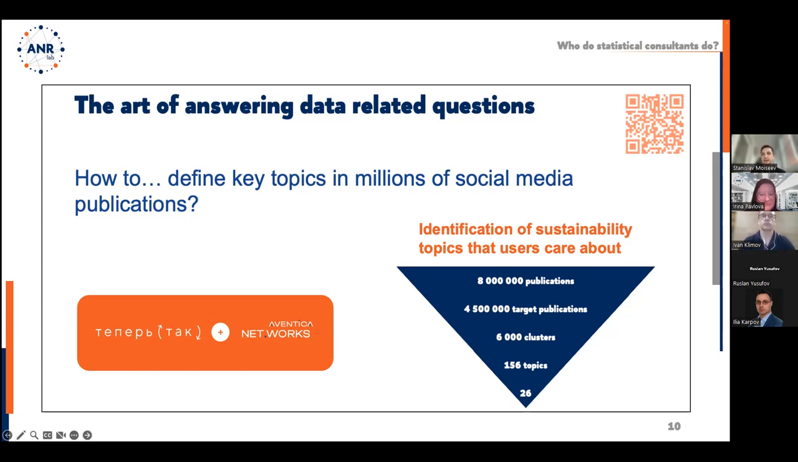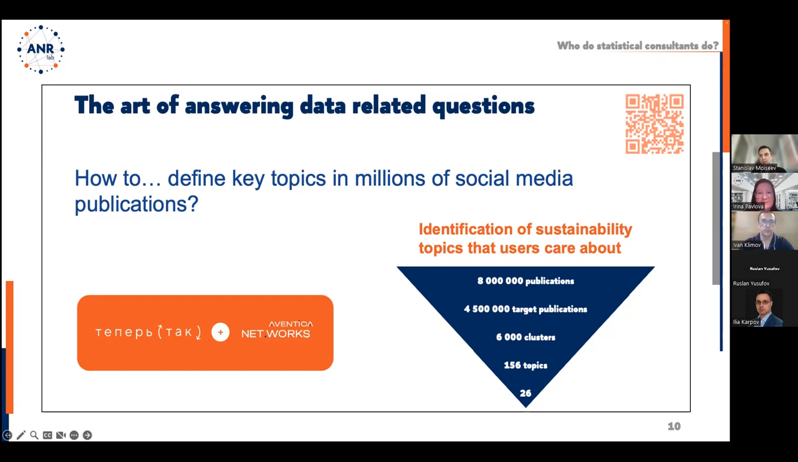So what we did, we collected 8 million publications which somehow were related to the topic of sustainability, and then we came up with this statistical question. We had to define key topics, somehow group all these publications which we collected around some similar topics and general themes. And we applied some algorithms of natural language processing to get clusters of this data.